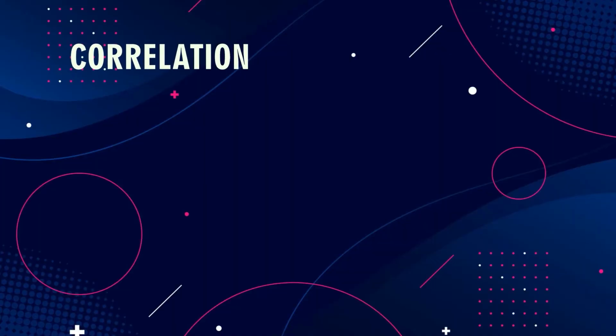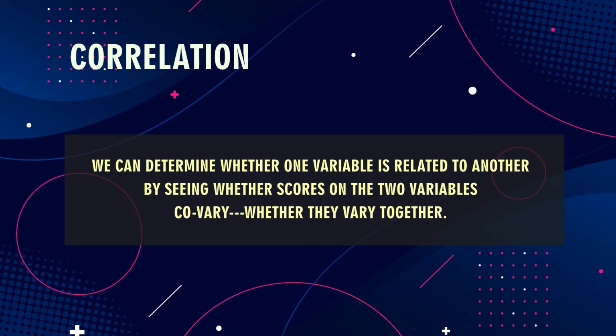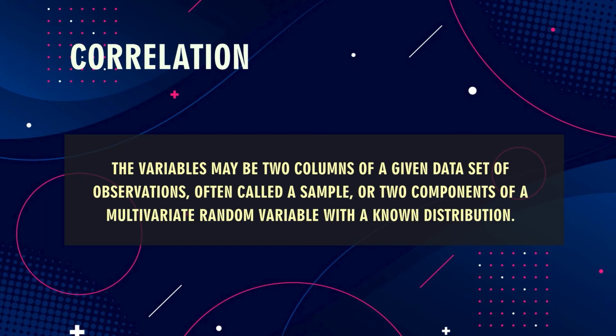The correlation coefficient is a statistical index of the degree to which two variables are associated or related. We can determine whether one variable is related to another by seeing whether scores on the two variables co-vary, whether they vary together. The correlation coefficient is a numerical measure of some type of correlation, meaning a statistical relationship between two variables. The variables may be two columns of a given data set of observations, often called a sample, or two components of a multivariate random variable with a known distribution. This is the beauty of the correlation coefficient.